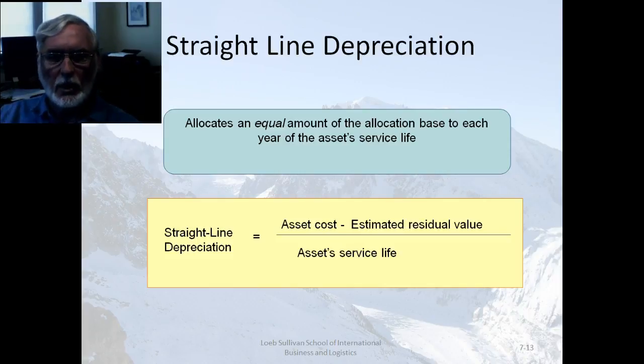So we've already described that, but if we took an $11,000 asset with $1,000 residual value, 11,000 minus 1,000 gives you 10,000. With an asset service life of 10 years, we'd have $1,000 per year cost allocation or depreciation.